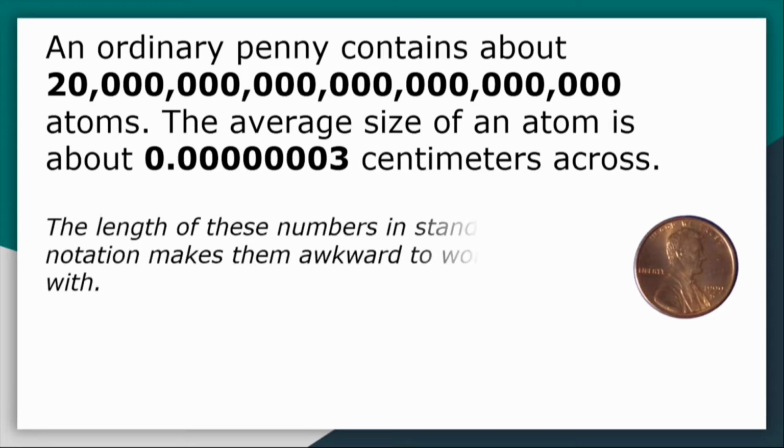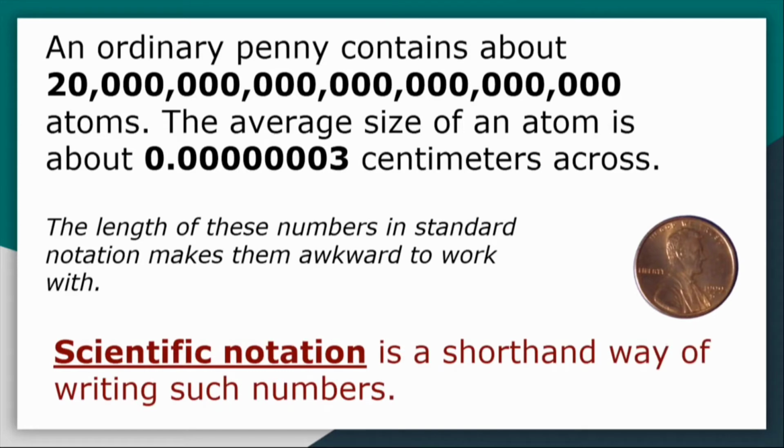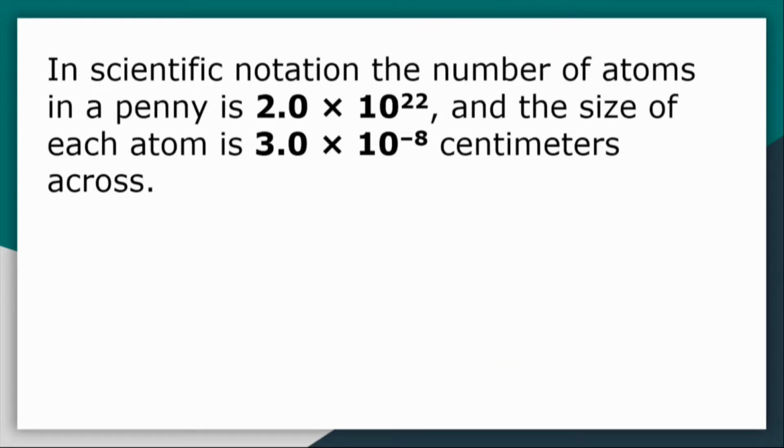That is really hard to read. The length of these numbers in standard notation makes them awkward to work with. That's why we will use scientific notation. It's a shorthand way of writing such numbers. In scientific notation, the number of atoms in a penny is 2.0 times 10 to the 22 power, and the size of each atom is 3.0 times 10 to the negative 8 centimeters across.